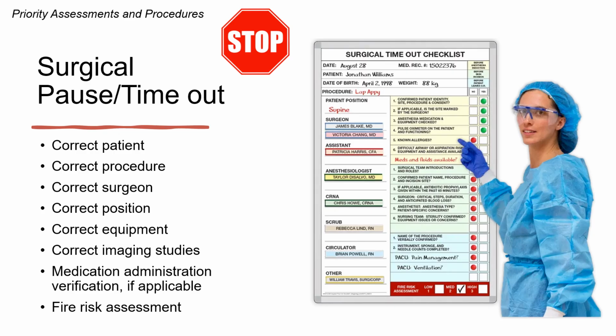Okay, so the surgeons should say, okay, time out, let's do our surgical pause, correct patient, they'll state the name, what kind of procedure, the name of the surgeon, is the patient in the correct position, do we have all the equipment necessary for this type of procedure, do we have all of the imaging studies ready, was that medication given prior if there was an order for it, and they also conduct a fire risk assessment, which we will talk a little bit about next.